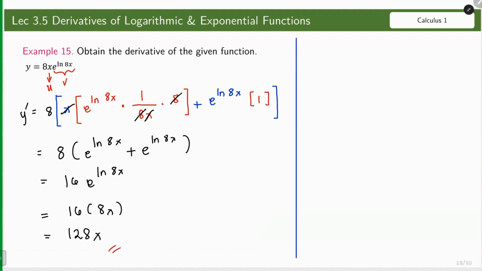Alternatively, if you already know that property, you can actually start right away here. So let's have the second solution. Y is equal to 8x and then e raised to ln x is equal to 8x. So you multiply that, you get 64x squared. The derivative of that is equal to 128x.